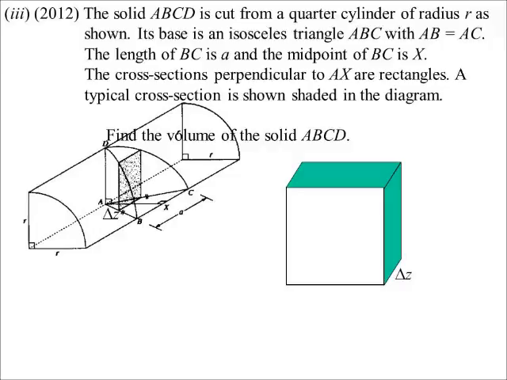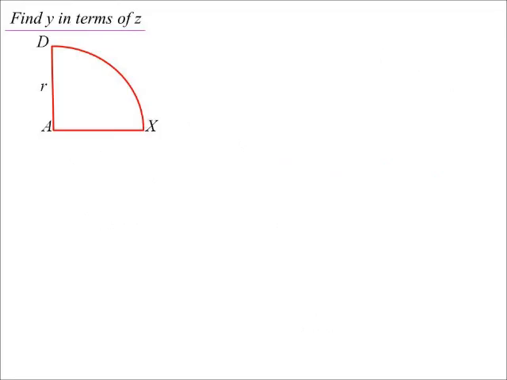Now I'm going to call the base X, and the height, I'll call that Y. A bit like our first one. So the area, again, is XY, but I need it in terms of Z. Let's turn our three-dimensional problem into a two-dimensional problem. So we're going to find Y in terms of Z.